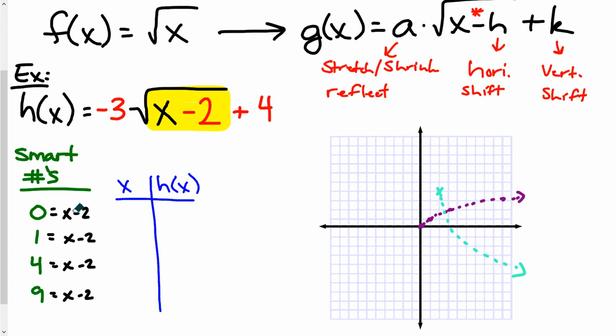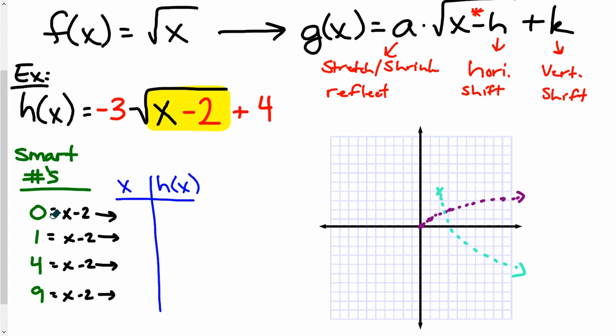Because if what's inside the radical is equal to 0, I can take the square root. If what is inside the radical is equal to 1, I can take the square root. If what is inside the radical is equal to 4, I can take the square root. So let's just go ahead and use that, okay? So that's going to give us a list of 4 smart numbers to go and use for this particular problem.